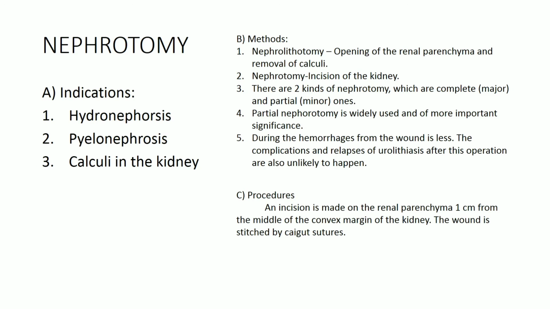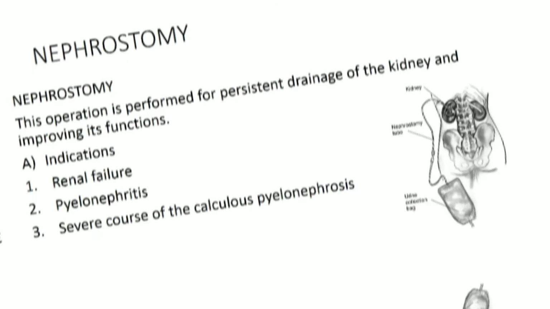During it, the hemorrhage from the wound is less, and the complications and relapses of urolithiasis after the operation are also unlikely to happen. What is the procedure? An incision is made on the renal parenchyma 1 cm from the middle of the convex margin of the kidney. The wound is closed by the sutures.